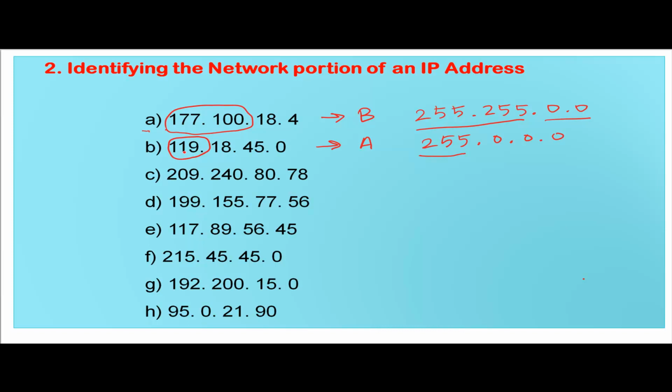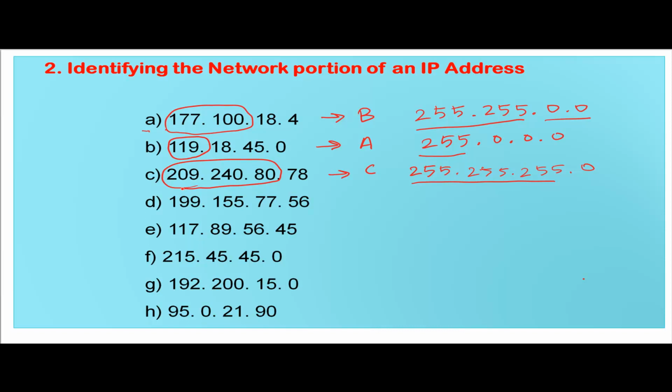Then moving on to the next one, 209. 209 is a class C IP address. For a class C IP address, the default subnet mask is 255.255.255.0. The first three octets are going to be the network part, and the remaining part is going to be the host. So the network portion of this IP address is the first three parts.